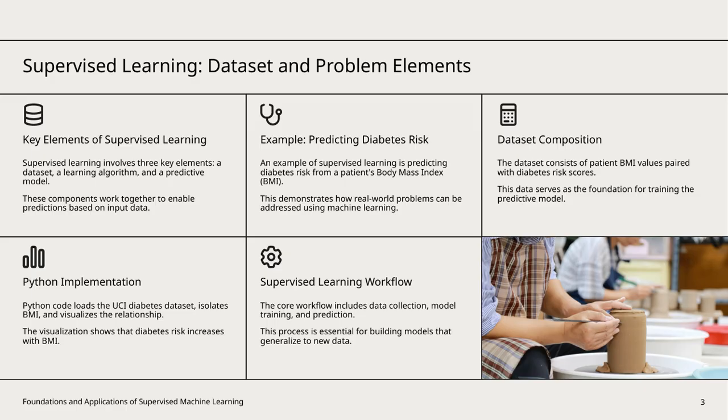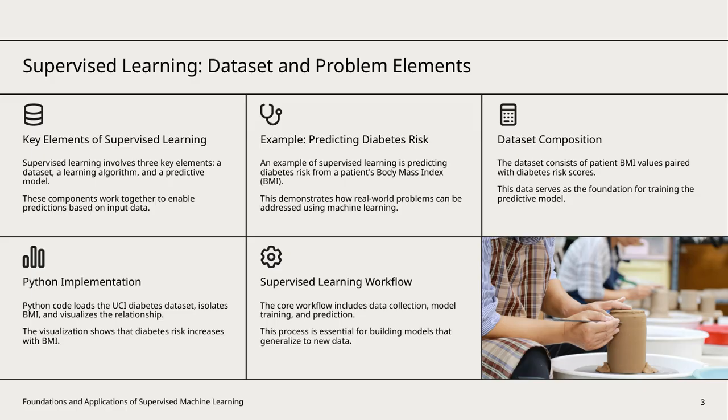For example, one common application is predicting diabetes risk from a patient's body mass index, or BMI. This example helps illustrate how real-world problems can be tackled using machine learning techniques. The dataset used in this process typically consists of patient BMI values paired with their corresponding diabetes risk scores. This data forms the foundation for training our predictive model, allowing it to learn patterns and relationships.